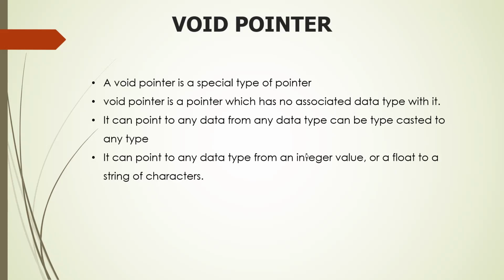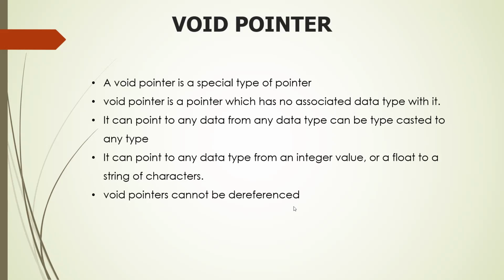So the same pointer can first point to an integer value, then it can point to a float value, or then it can point to any other type like a string also. So how do we declare it? Void pointers cannot be dereferenced.